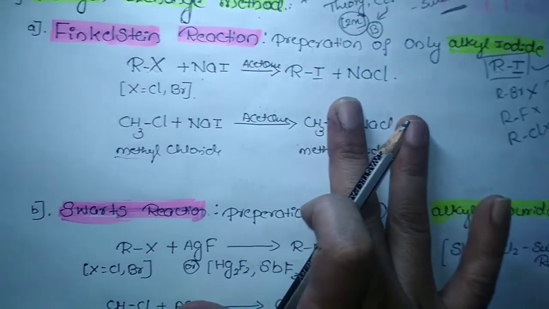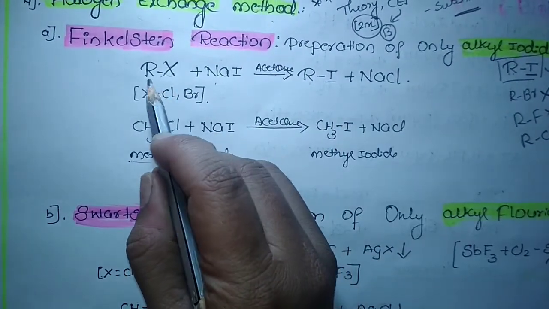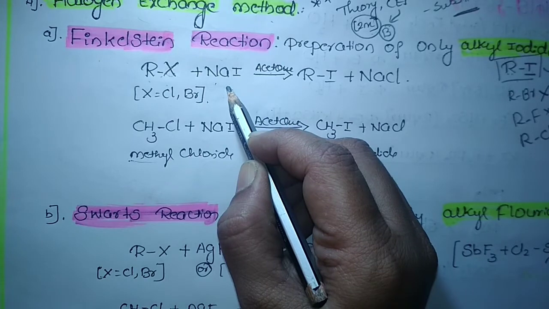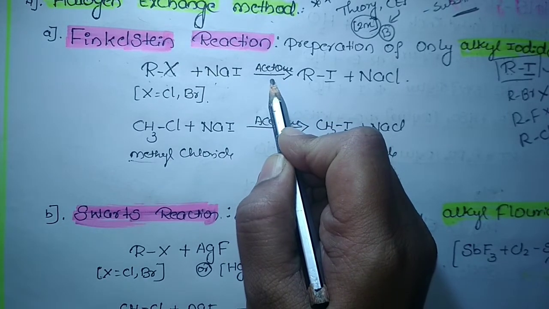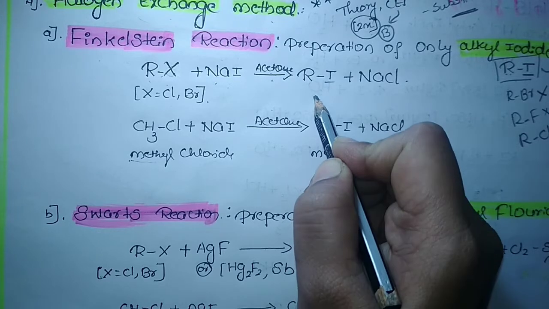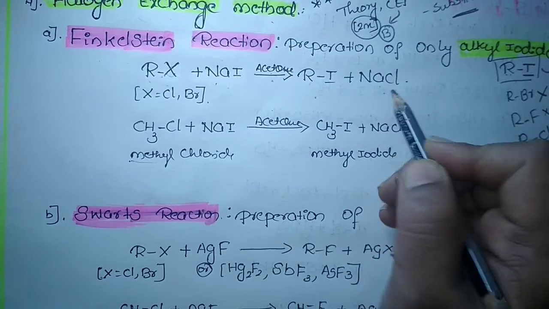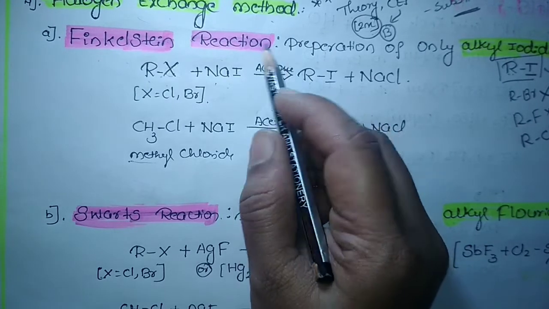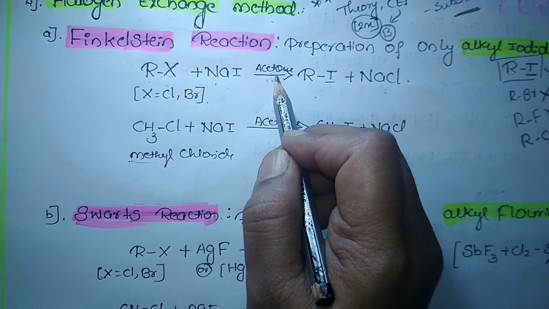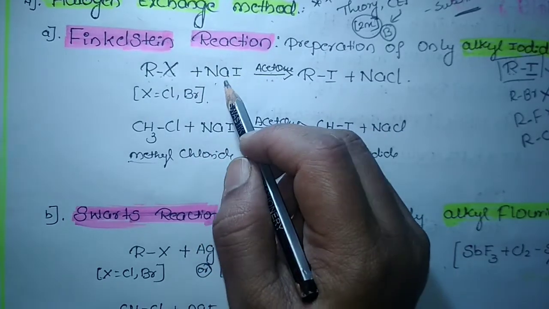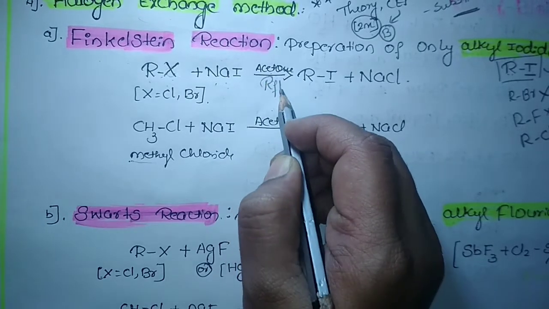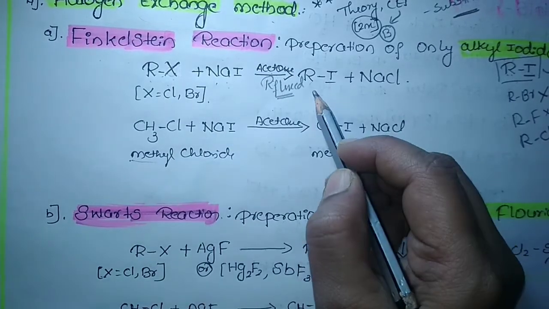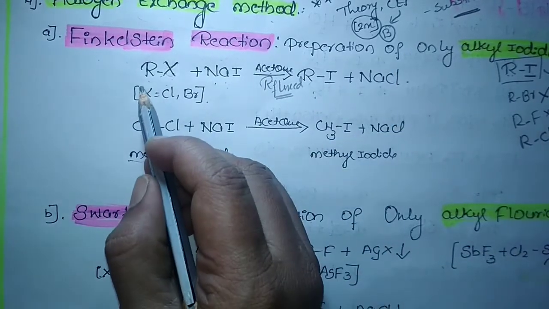How? Like the general reaction I have written here. Alkyl halide, when treated with sodium iodide in the presence of acetone, will result in the formation of alkyl iodide with sodium chloride as a byproduct. Here the acetone is acting as the reaction medium. So in acetone solvent medium, we add the alkyl halide and the sodium iodide, and it is refluxed. As I mentioned in the previous video, what do you mean by reflux? This is how the alkyl iodide will be formed. So this is a general reaction.